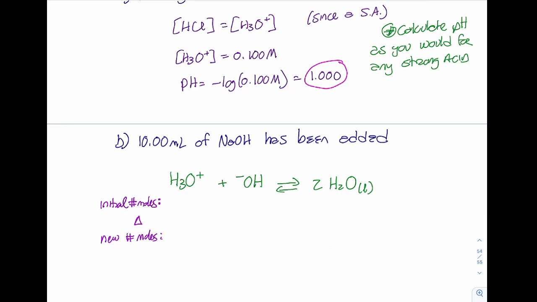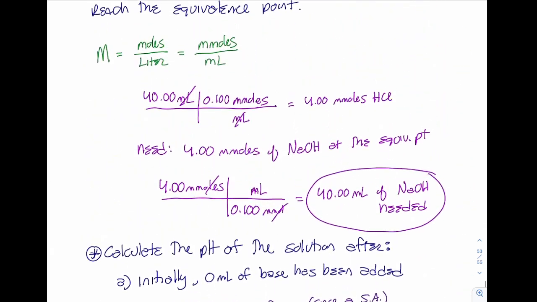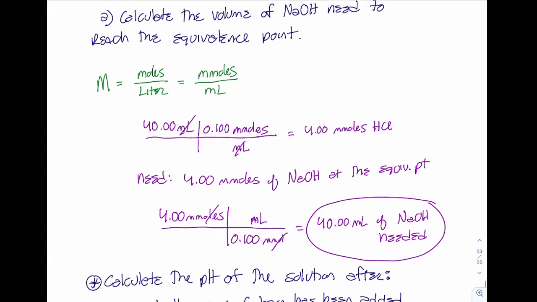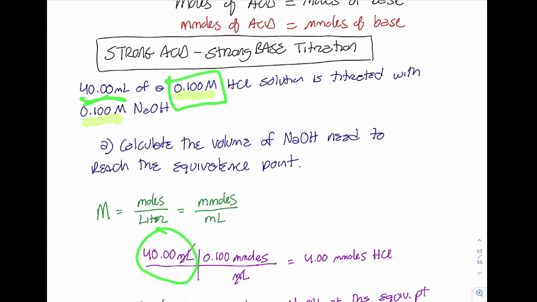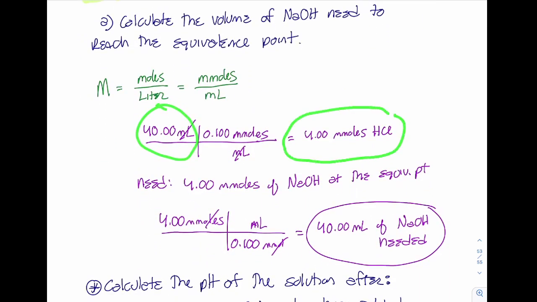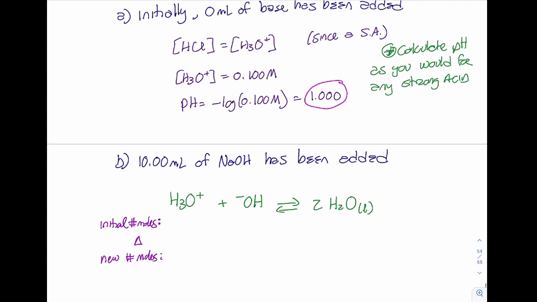So the number of millimoles of acid, we already figured that out up here. If I'm starting out with 40 milliliters, that's just coming from the problem, and its concentration is 0.1 molar, I have 4 millimoles of hydrochloric acid in that solution. So this is 4.00 millimoles. And again, if you want to convert your volume to liters and use moles every time, you can. That's fine. We're going to get the same answer in the end.